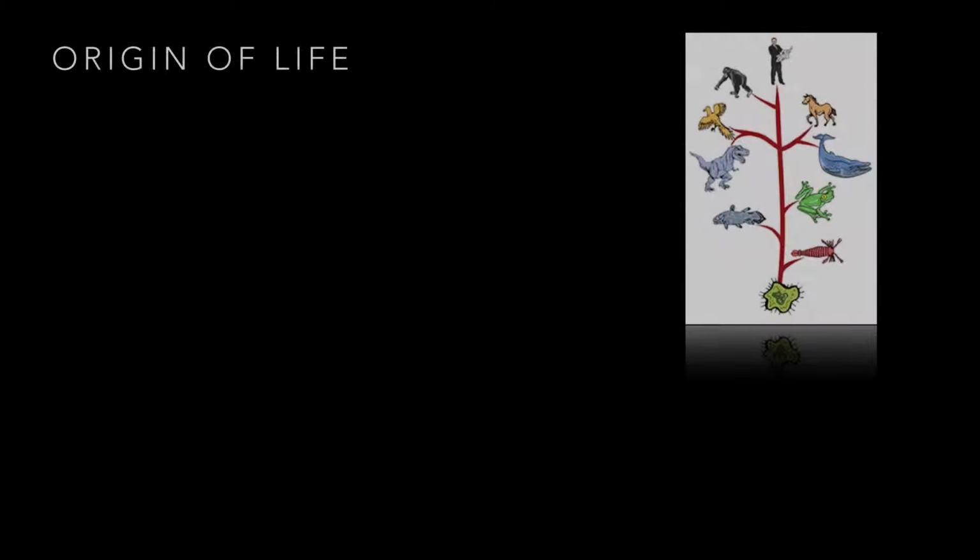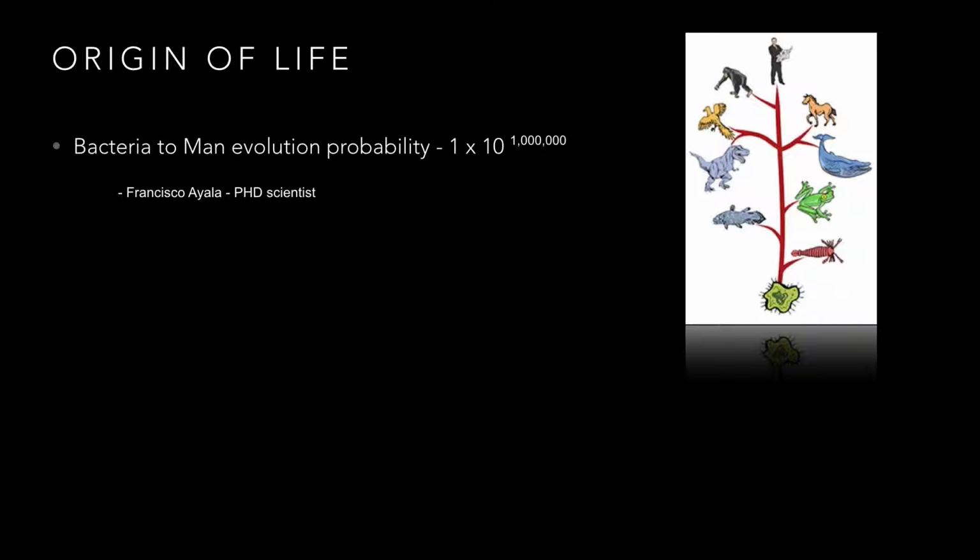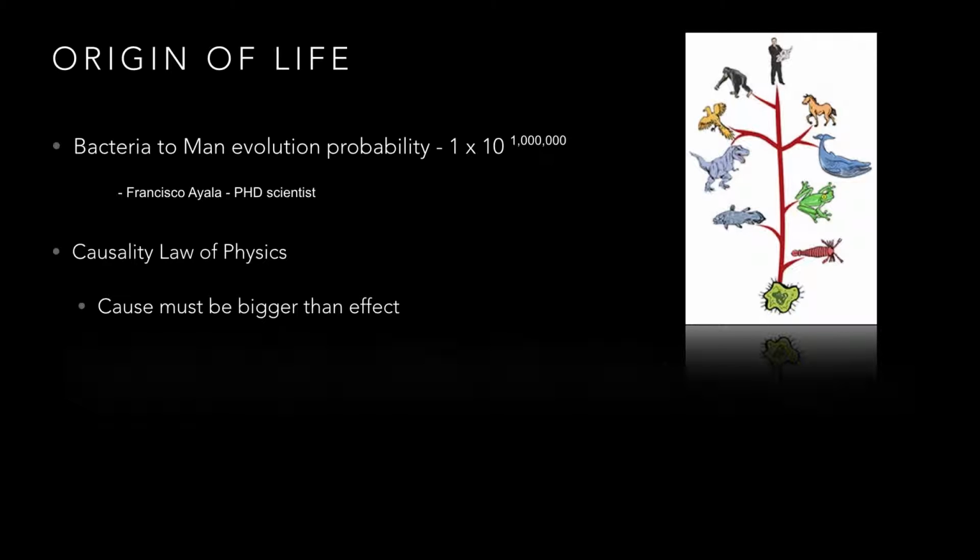Evolution claims we initially evolved from single-cell organisms such as bacteria. Now, Francis Ayala, a scientist, has calculated that the probability of bacteria eventually evolving into human beings is 1 in 10 to the 1 millionth power. Now, just to give some perspective, the odds of that occurring are greater than one person buying one lottery ticket in the California Super Bowl lottery and winning it 8,000 consecutive times. In other words, it's impossible.